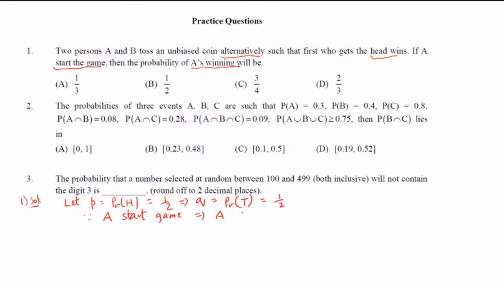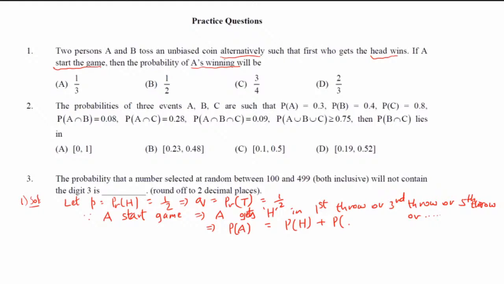Since A starts the game, A gets H, that means head, in the first throw, or third throw, or fifth throw, that is odd throws only, and so on. So P of A is equal to the probability of getting head in the first throw, or adding head in the third throw, which means the first throw gives tail, the second throw gives tail, the third throw gives head. This is the meaning. So take care.